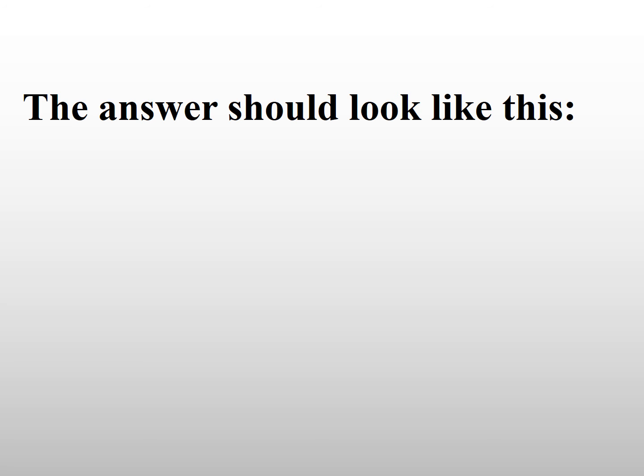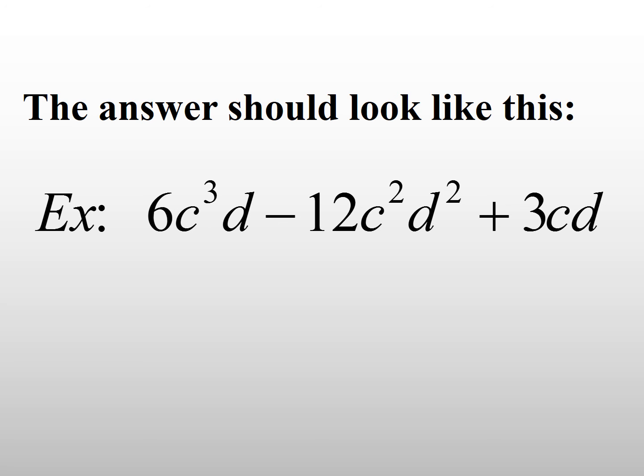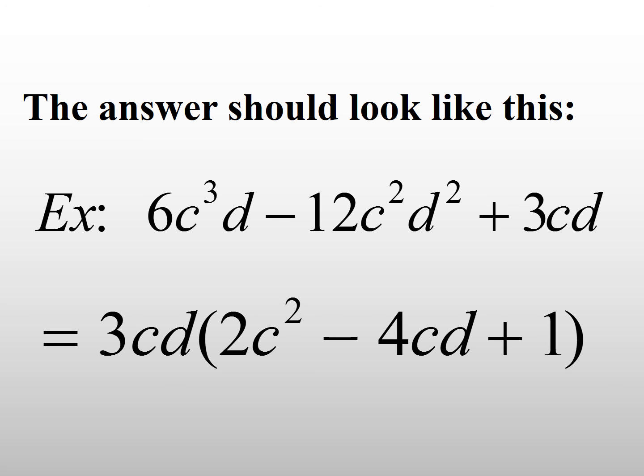Please recall that our third step is to express the polynomial as the product of the quotient and the greatest common factor. Therefore, 6 times c to the third power times d minus 12 times c to the second power times d to the second power plus 3 times c times d is equal to our greatest common factor, 3 times c times d, times our quotient, which is 2c to the second power minus 4 times c times d plus 1.